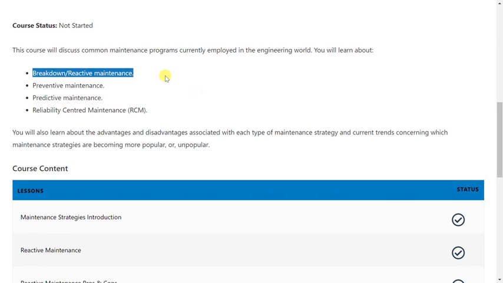So breakdown maintenance, this is the run it until it breaks or run it to destruction mentality. You'll literally install it and then it will run until it fails. Preventive maintenance, also called scheduled maintenance or periodic maintenance, that's where you will go in and maintain the machine periodically based on the number of service hours or a set period of time, such as 6 months or 12 months, and you'll perform certain maintenance tasks in order that you reduce the probability of failure.